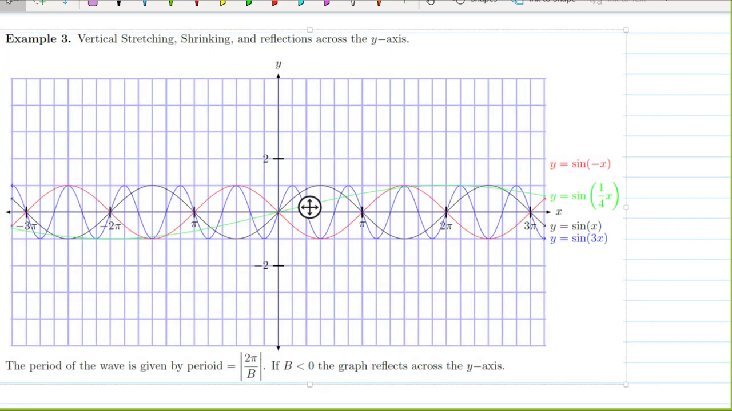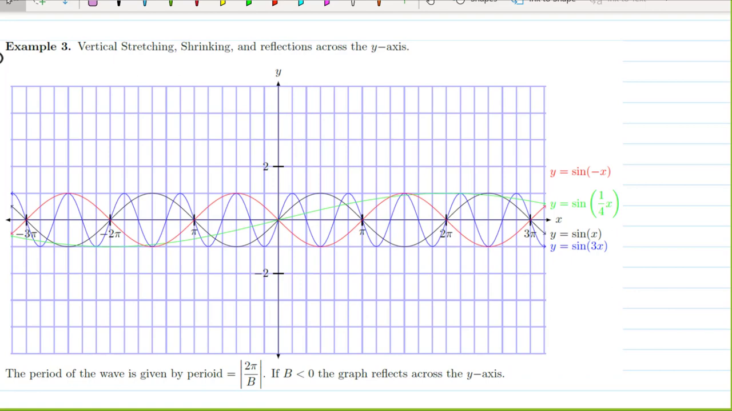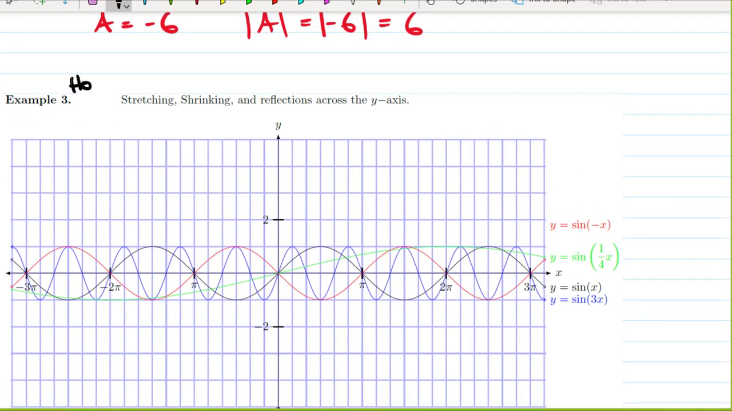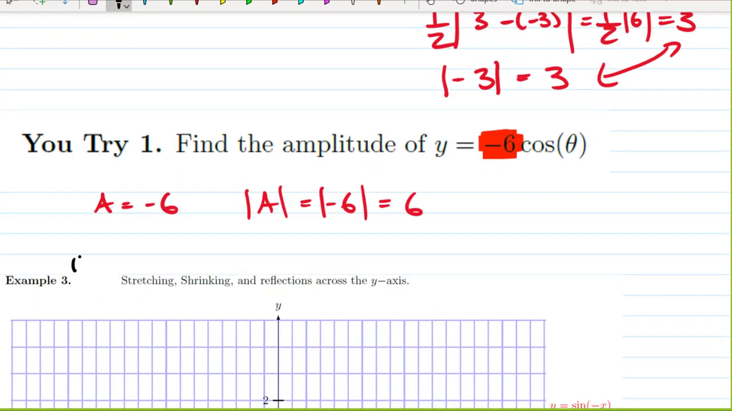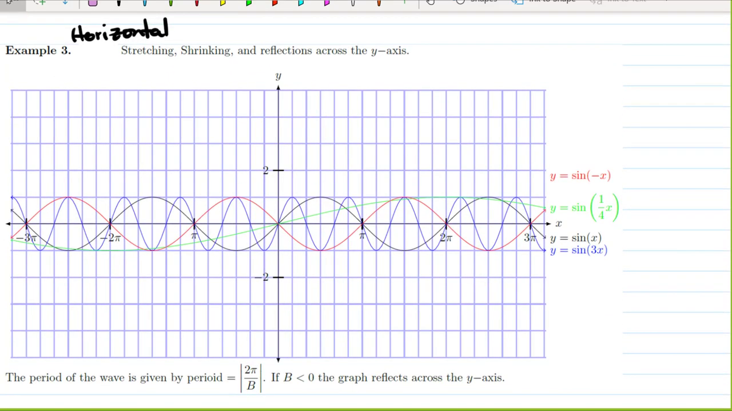Alright, so let's go ahead and take a look at example number 3. First thing we need to take note of is that I have a typo. It starts off with vertical stretching, but this should really say horizontal stretching. We just did vertical stretching, that's the amplitude. So this one is horizontal stretching. So example 3: horizontal stretching, shrinking, and reflections across the y-axis.